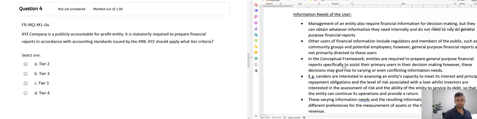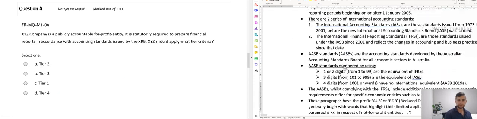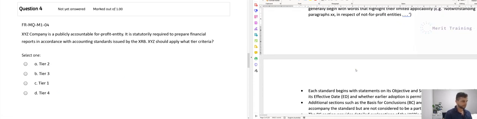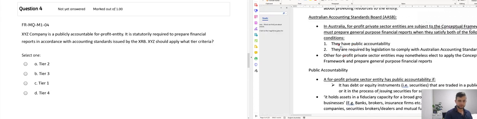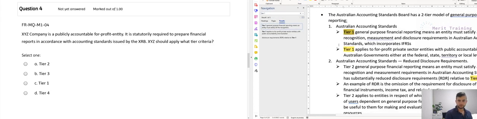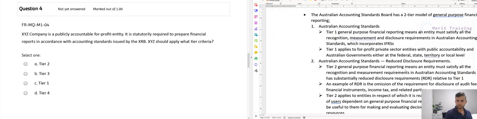So it's either going to be tier 1 or tier 2. Now tier 1 and tier 2, the only difference was tier 2 had slightly less reporting requirements. But we know here that it's a publicly accountable for-profit entity, right? So most likely it's going to be tier 1. There's no indication that they have reduced reporting requirements. So let's do a control F for tier 1. Here we go. Okay, so tier 1 applies to for-profit private sectors with public accountability. Okay, so straight away we know it's tier 1.